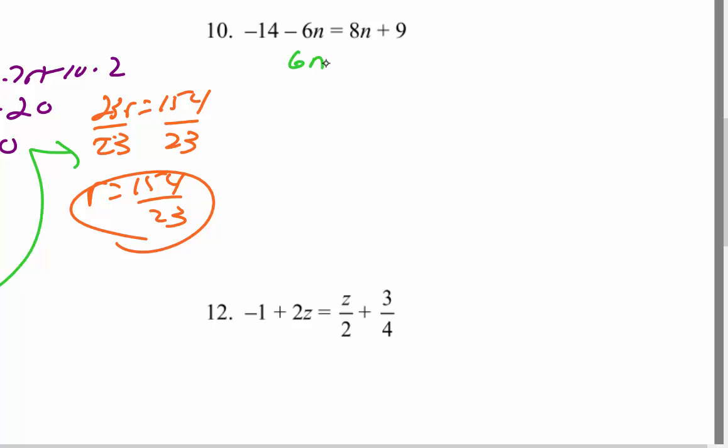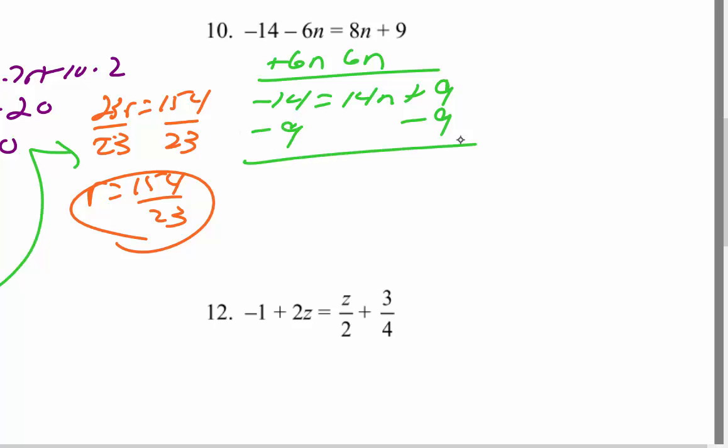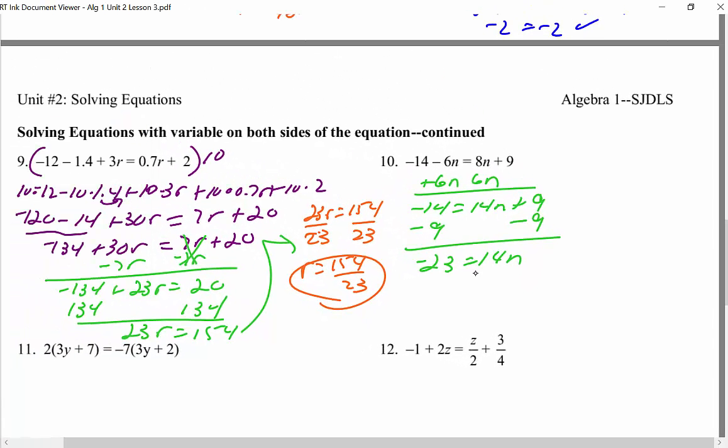So here we go. I add 6n to both sides. So negative 14 equals 14n plus 9. I subtract 9 from both sides. So negative 23 equals 14n. Now we divide by 14.